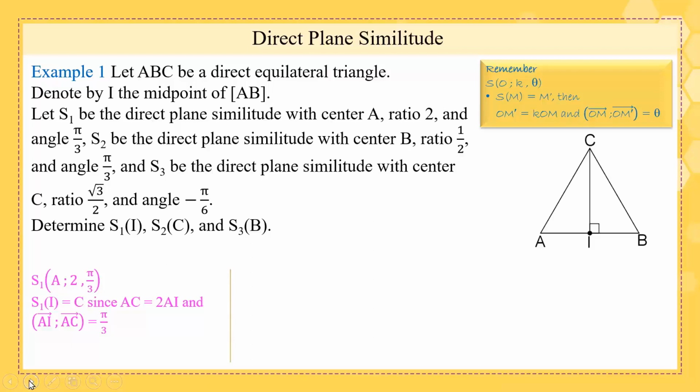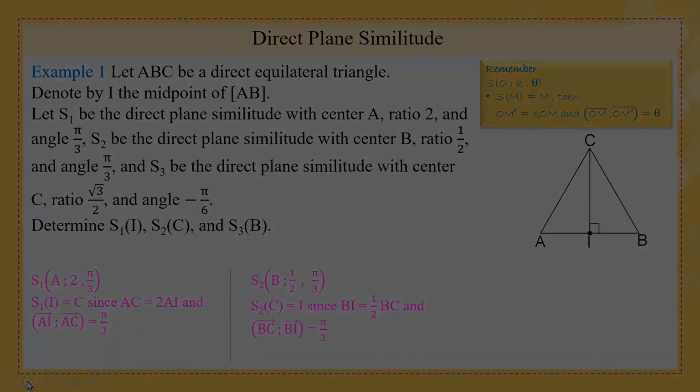Let us go to the second one, S2 of C. S2 is of center B, ratio half and angle pi over 3. S2(C) will be I because by the same reasoning BI is equal to half BC, and it is easy to prove that, and the angle between BI and BC is pi over 3, and you must notice that the angle must be oriented in a positive sense.